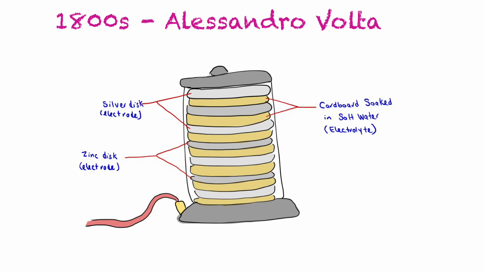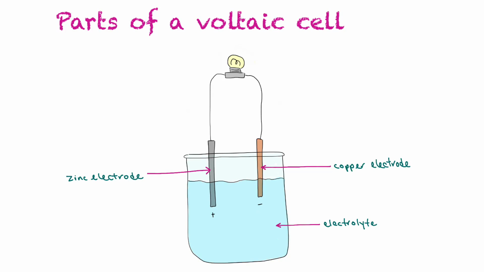Now we're going to look at what makes up an electronic circuit. A simple voltaic cell has a few parts. One thing it has is an electrolyte. That electrolyte can be either in liquid form or in paste form. If it's in liquid form, it's called a wet cell. And if it's in a paste form, it's a dry cell.